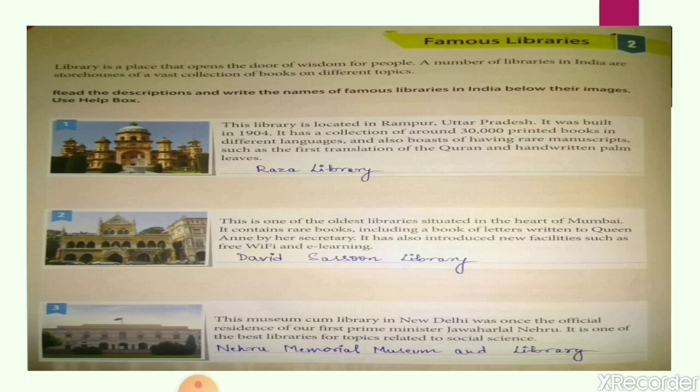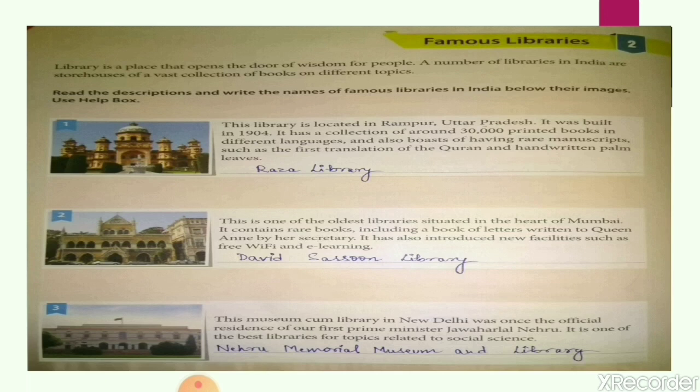Now the second library, the description is given as this is one of the oldest libraries situated in the heart of Mumbai. It contains rare books, including a book of letters written to Queen Anne by her secretary. It has also introduced new facilities such as free Wi-Fi and e-learning. So this is David Sassoon Library. This is one of the famous libraries and heritage structures in Mumbai.